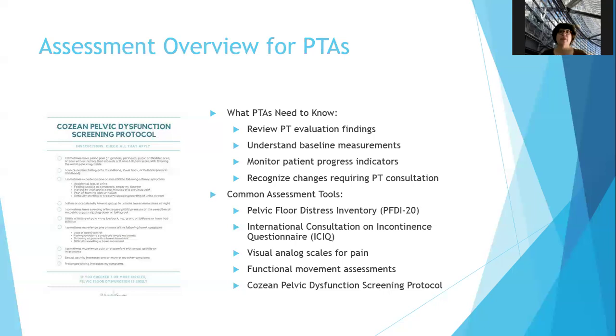Common assessment tools for pelvic health include the PFDI-20, which is the Pelvic Floor Distress Inventory. It's a questionnaire that the patient fills out. The International Consultation on Incontinence questionnaire is specific to incontinence. Visual analog scales for pain, functional movement assessments. The Cozy pelvic dysfunction screening protocol you can use for a patient who maybe isn't seeing you specifically for pelvic floor, maybe they're seeing you for low back pain, but you're thinking it might be pelvic floor related. That can help screen, and we'll talk a little bit more about that later.